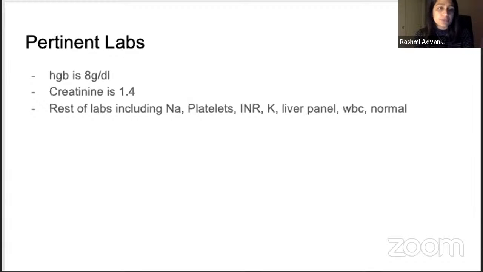So when we go over the rest of her labs, her sodium, her platelets, her INR, her potassium, her liver panel, white count, everything is normal. So that's something that could keep you at a little ease, but her creatinine is 1.4. And we know that that's not a normal creatinine. Well, I know it's not normal. And usually a normal creatinine in a young, otherwise healthy adult is anywhere from like 0.7 to like 1.2. So 1.4 is a little bit on the higher end of normal.